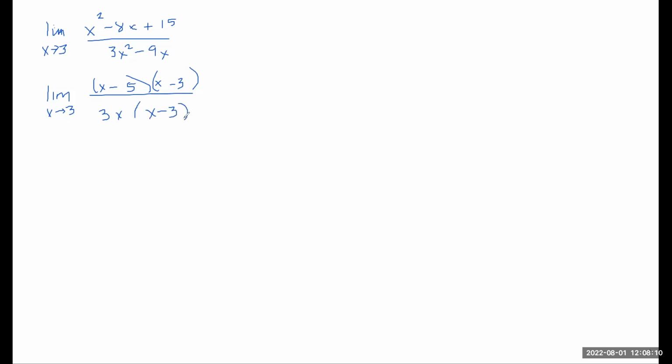Just like in our limit test, these have factors that are exactly the same. X cannot be 3. I'm going to see a hole here in my graph. If I were to graph this, I would see a hole in this graph. I'm not going to graph it.